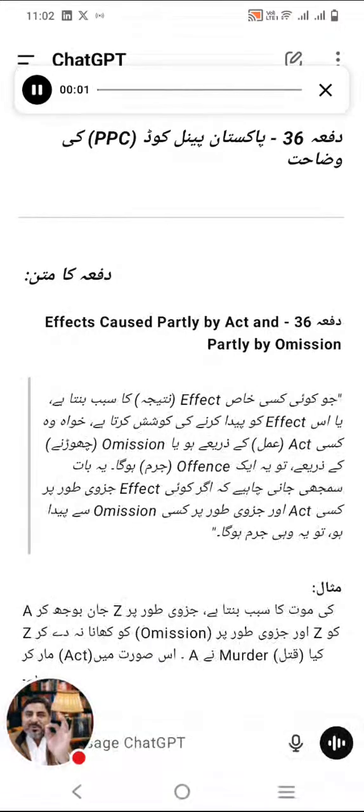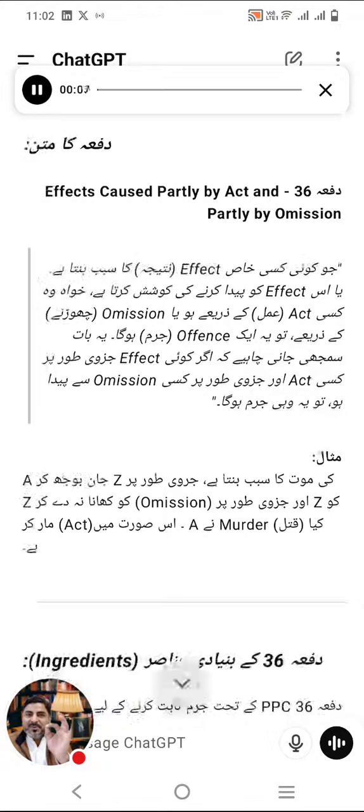Section 36, Pakistan Penal Code. Section 36, effects caused partly by act and partly by omission.